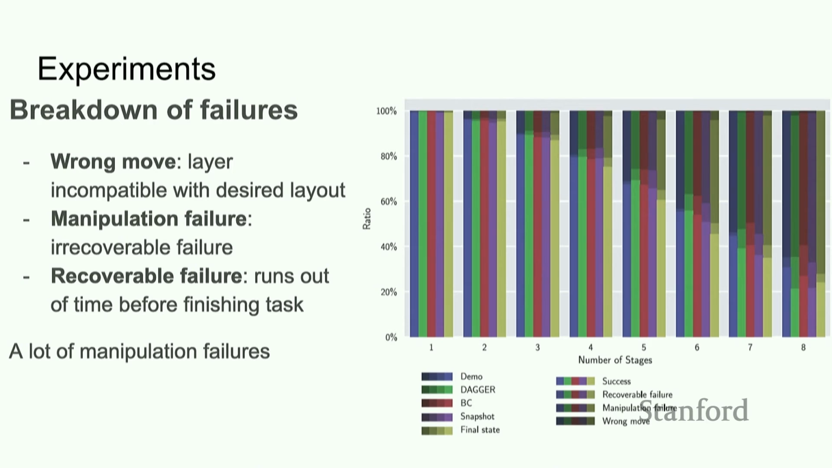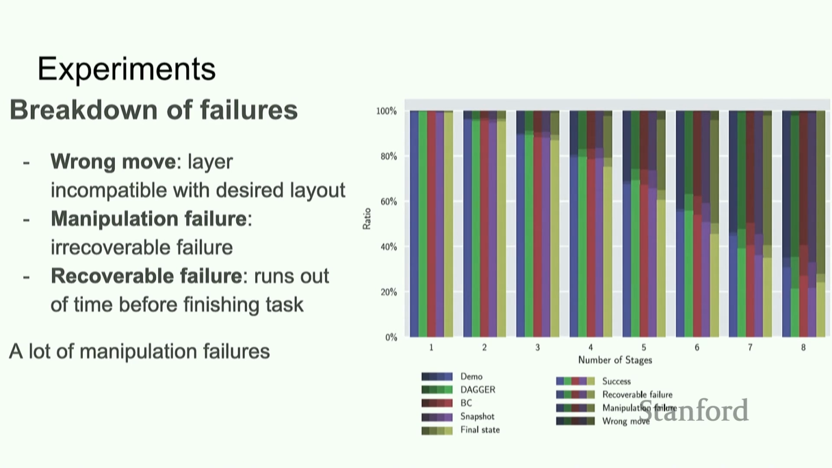The third one is recoverable failure, where they make a mistake which they could have fixed if they were given time. One example was they had been building a tower, and they were trying to pick a block up, and they just crashed the tower. Over time, they would fix it, but they did not finish it on time. So those are some different failures that they categorized.